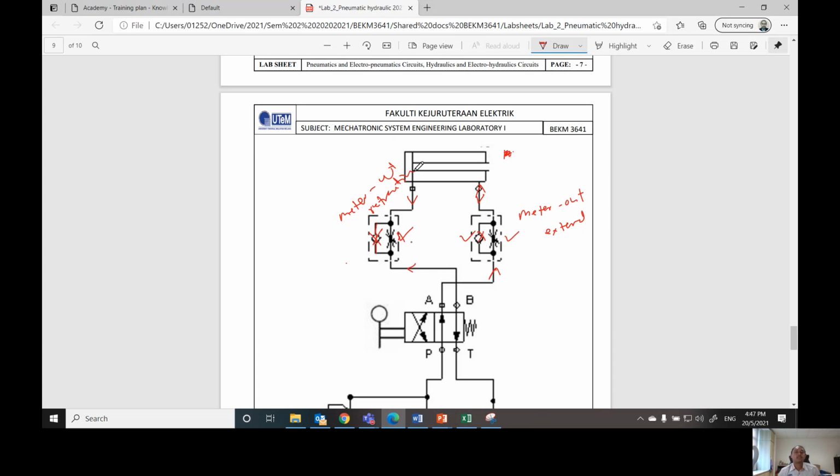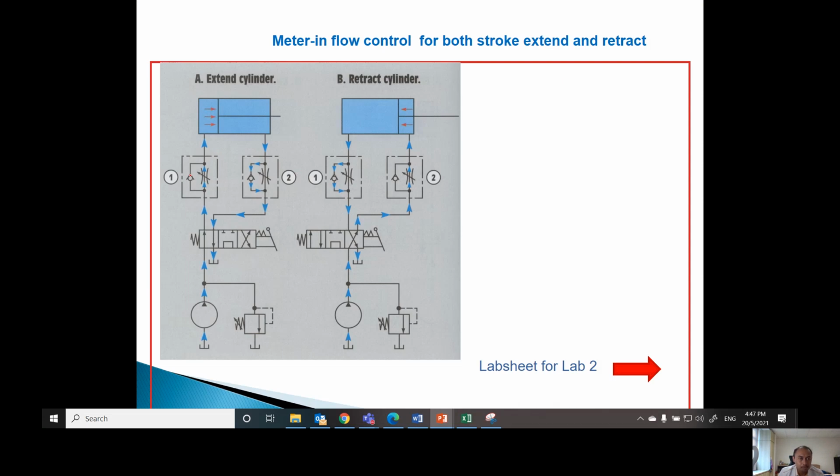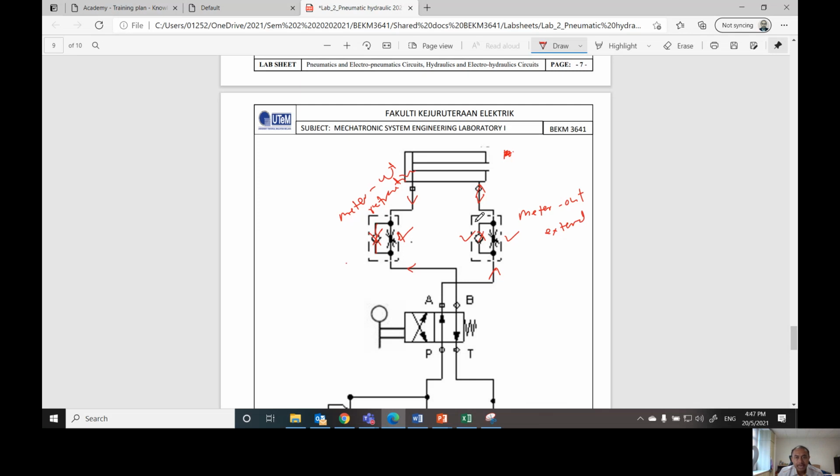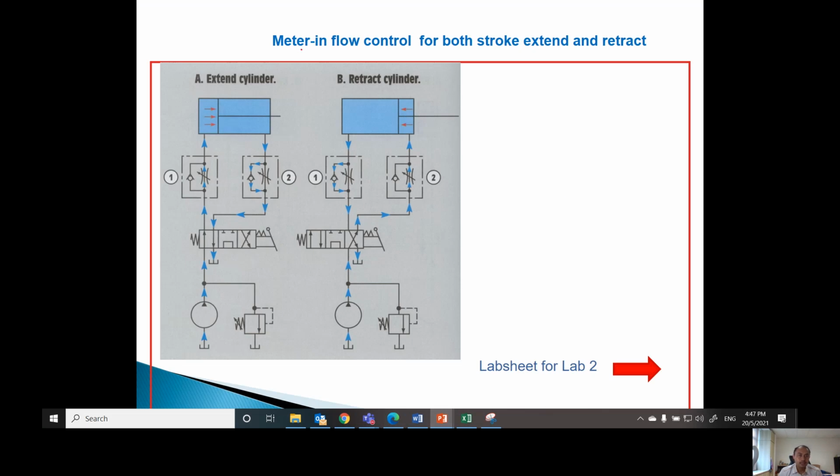So this is different from this diagram, because in this diagram you can see that the ball is facing downward, but in your lab sheet the ball is facing upward. So this is meter out for both extension and retraction in your lab, but in this diagram, meter in for both extend and retract. So you can compare with your lab sheet and also with this. This one is meter in, but in your lab sheet it is meter out.